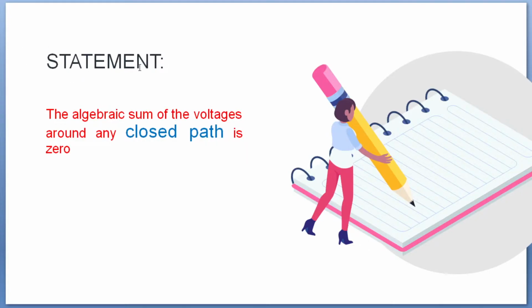What is the statement? The algebraic sum of the voltages around any closed path is zero. Here closed path is said to be loop. What is the statement? The algebraic sum of the voltages around any closed path is zero.